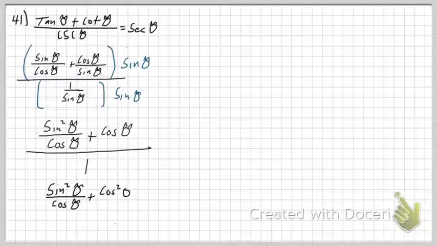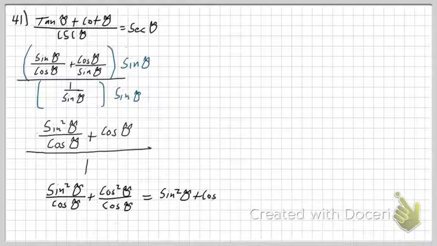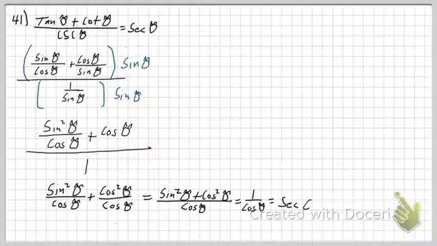Okay, so I've got sine squared over cosine plus cosine squared. What am I going to do next here? What I'm probably going to do next is give this a common denominator so I can actually add them together. All right, so that is going to give me sine squared plus cosine squared over cosine. And then we know from our Pythagorean identity that is just 1. And so 1 divided by cosine is secant. Again, don't let that input argument throw you. It can be anything.